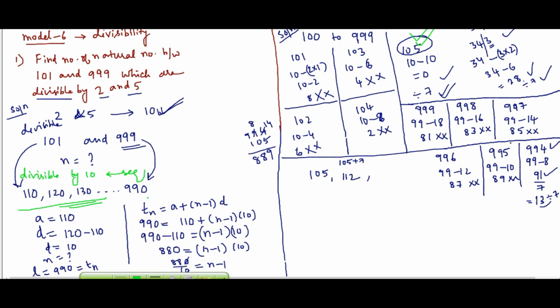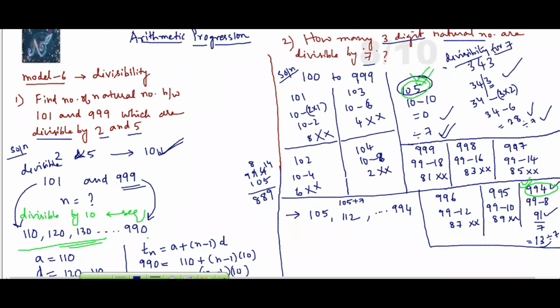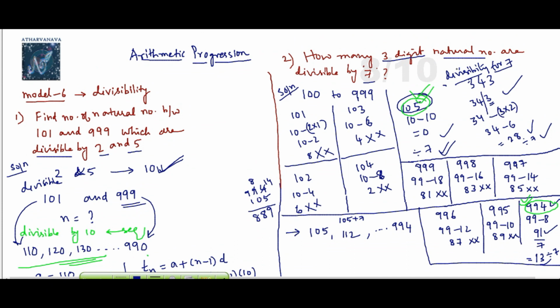So if you see here, I am writing it with some other color. So 994 here and 105 here, both are divisible by 7, so we know the first and last number. So we can form the sequence 105, 112, and so on, and then you will write 994. That's my sequence. Now I form the sequence from the given data whenever I get a question with divisibility.